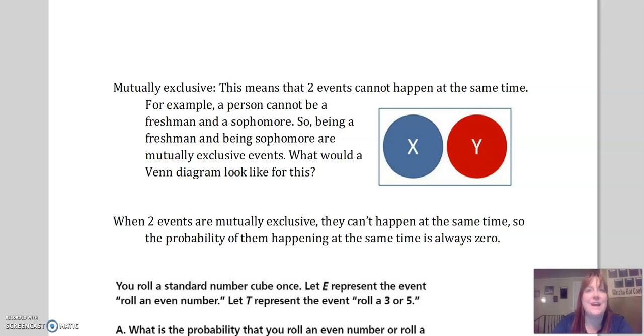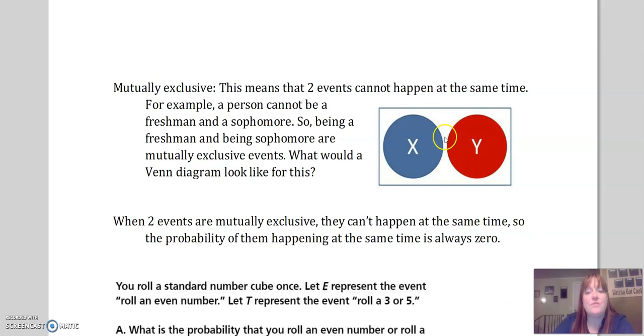Okay, a probably less cringy example would be that you can't be a freshman and a sophomore at the same time. So being a freshman and sophomore are mutually exclusive events, meaning if one happens, the other one definitely did not happen. Rolling a 1 on a die and rolling a 6 on the die are mutually exclusive. If I roll a 1, I definitely, absolutely 100% did not roll a 6, because they cannot happen at the same time. So the probability of them happening at the same time is 0.